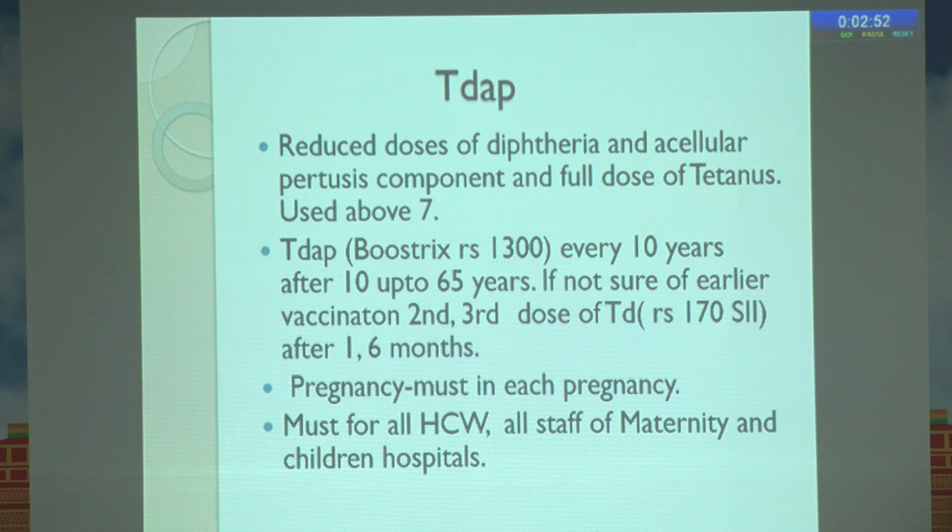Tdap. Many of us may not have heard this name, Tdap. This contains reduced dosage of diphtheria and acellular pertussis component and full dose of the tetanus vaccine. This can be used above the age of 7 years. Tdap is used every 10 years till the age of 65 years, after the age of 10 years. In pregnancy, one dose is a must, and all healthcare workers should get this vaccine.